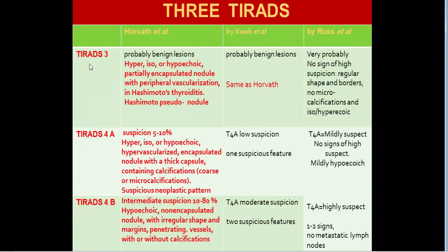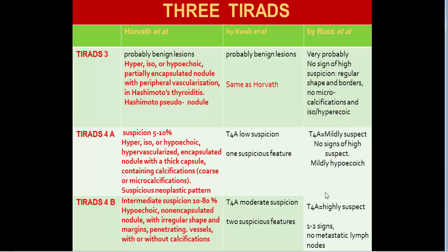TI-RADS 3, probably benign lesion in the 3 classifications. Horvath and Kwak present it as hyper-, iso-, or hypoechoic, partially capsulated with peripheral vascularization, in Hashimoto's thyroiditis and Hashimoto's pseudonodule. This is TI-RADS 3 Hashimoto's pseudonodule. TI-RADS 3 by Russ et al.: very probably benign, no sign of high suspicion, no irregular shape or border, no microcalcification, and iso- or hyperechoic.